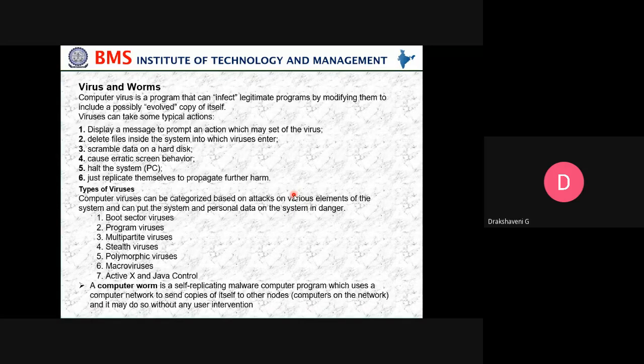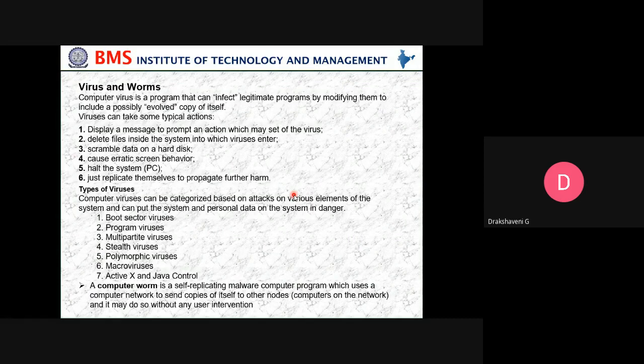Types of viruses. Computer viruses can be categorized based on attacks on various elements of the system and can put the system and personal data on the system in danger. First one, boot sector virus, program viruses, multipartite viruses, stealth viruses, polymorphic viruses, macroviruses, ActiveX and Java control. So these are the types of viruses.